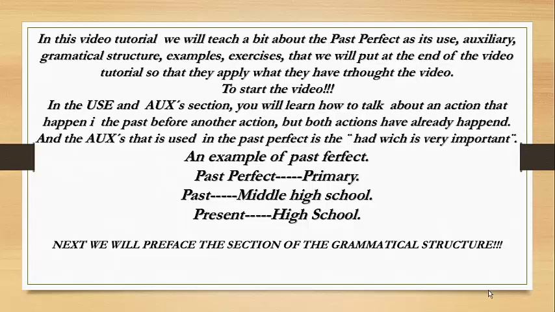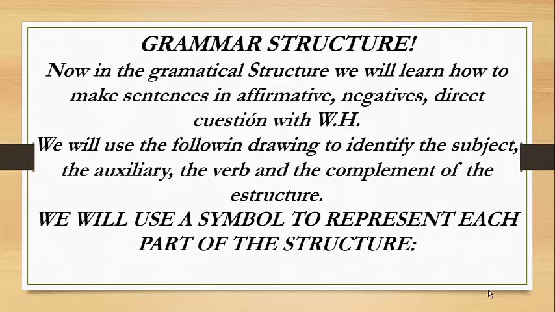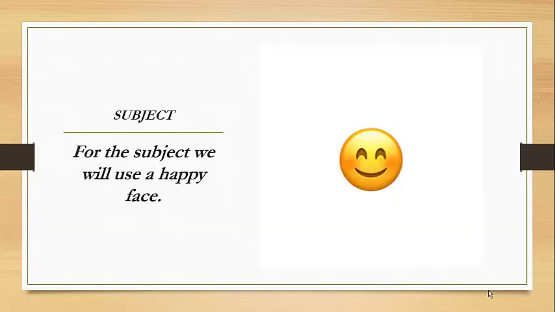Next we will present the section on the grammatical structure. Now, in the grammatical structure, we will learn how to make sentences in affirmative, negative, direct question, and questions with WH. We will use the following drawing to identify the subject, the auxiliary, the verb, and the complement of the structures. We will use a symbol to represent each part of the structure.